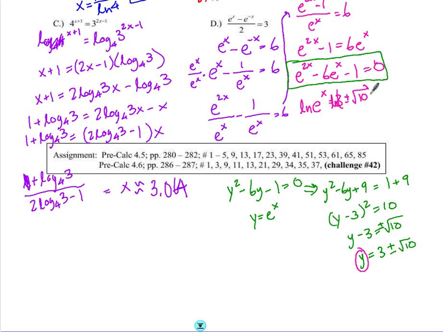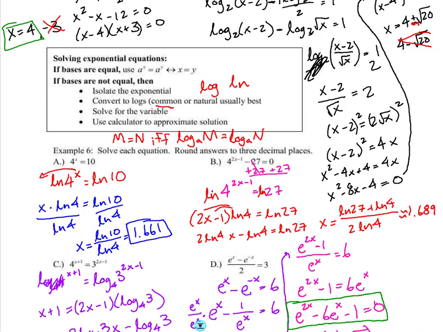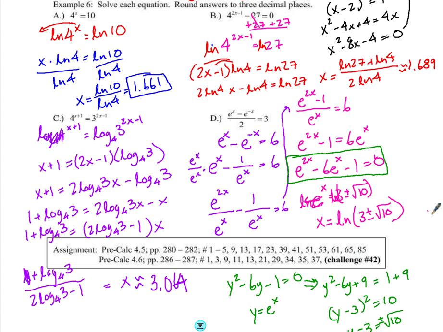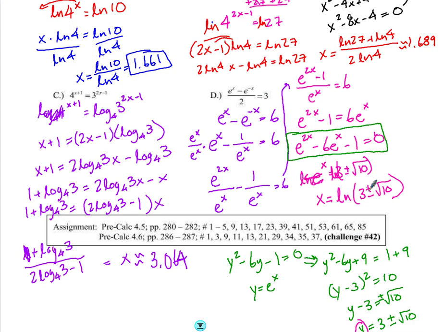Looking at that work, can I take the natural log of something that's negative? Because the square root of 10 is greater than the square root of 9, meaning it is greater than 3, I can't have that negative value. So the only answer I can have here is x is equal to the natural log of 3 plus the square root of 10, which in this case would be a decimal approximation of 1.818.